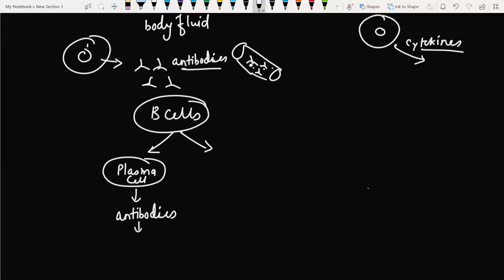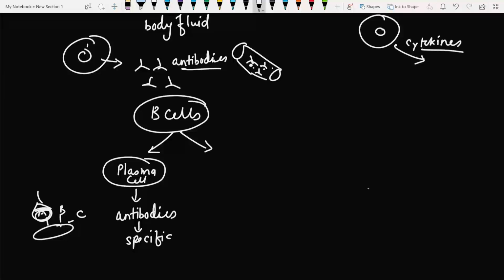And this is very specific for the specific antigen. Let's say this is the pathogen, and there is A antigen, B antigen, and C antigen. These antibodies are so specific that if one is recognizing this antigen, then it will always recognize this antigen only. So it is very specific, and it is going to bind the antigen of the pathogen.